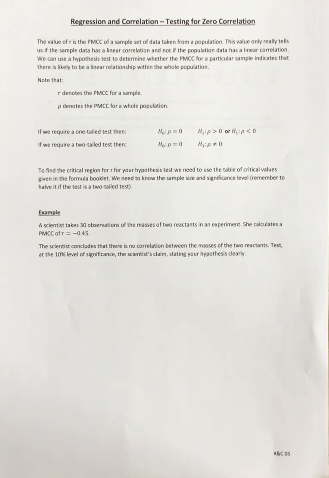Remember, if we're working with a two-tailed test, so if we're just assessing whether there is no correlation versus some correlation of either a positive or a negative nature, then we need to halve the significance level in our working. Let's have a look at an example.